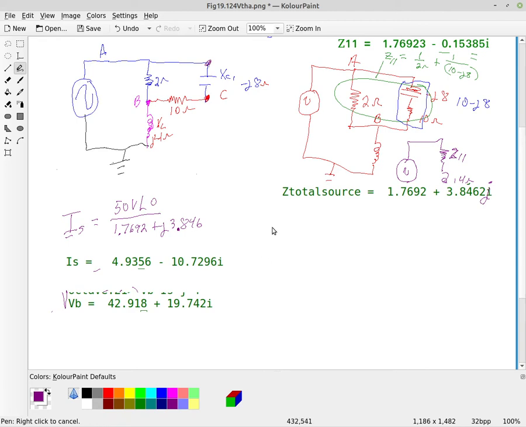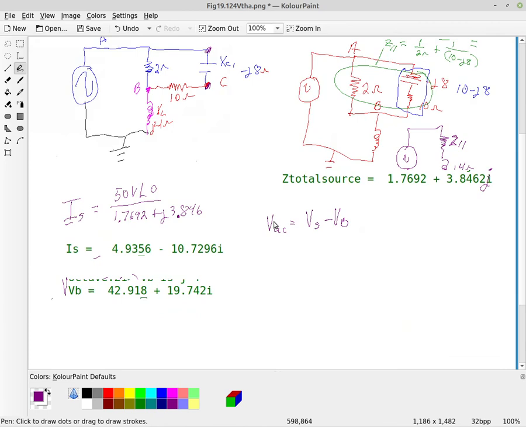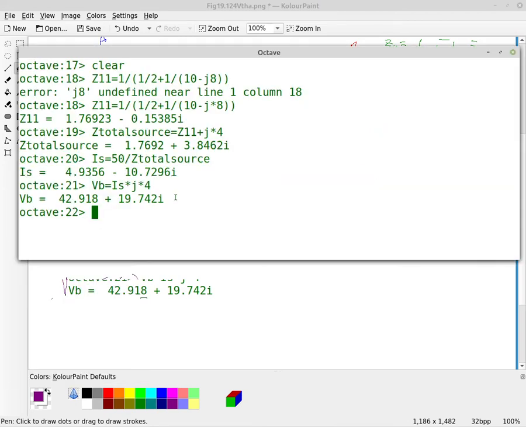Okay, so the voltage from VA to VC is my supply voltage. This is just Kirchhoff's voltage law here, so I'm just applying Kirchhoff's voltage law. It's the supply voltage minus VB. If we look at the original circuit, my supply voltage up here was simply 50 volts. So I'm going to take the 50 volts minus the VB, and again, I can do that very easily in the Octave software here.